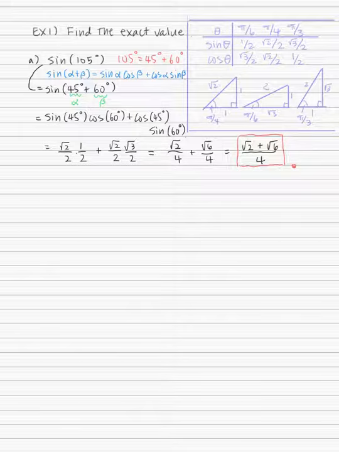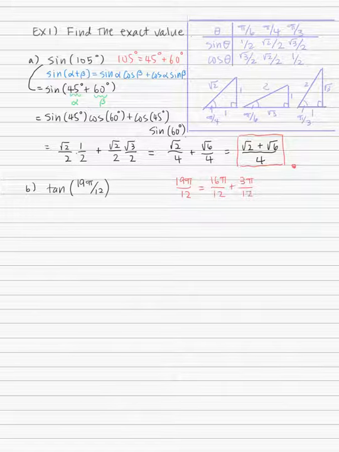Let's look at the next one. Let's call this one B. Tangent of 19 pi over 12. Now let's bring the 19 pi over 12 to the side and work it on the side. Somehow we're going to have to break this down to familiar angles. So how about this? 16 pi over 12 plus 3 pi over 12. That would give us 19 pi over 12.